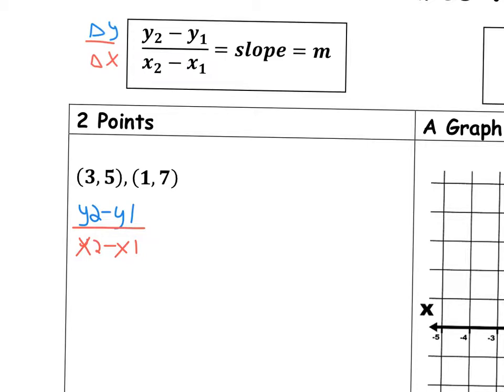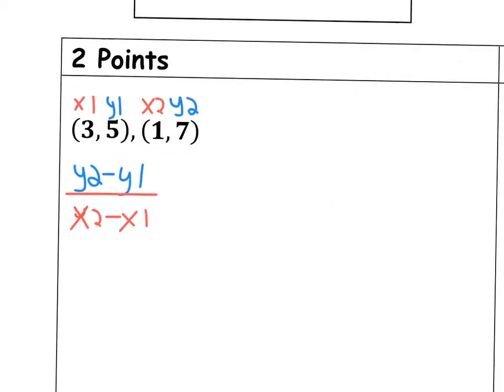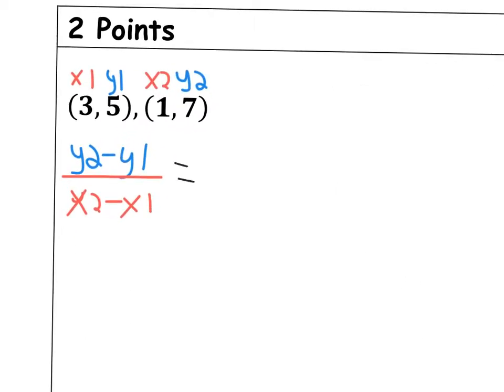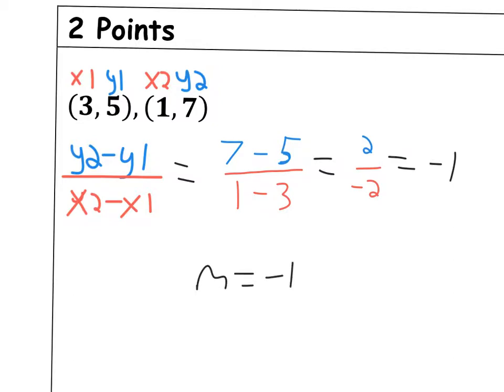And now what you want to do is you always want to go through and label your points. So x1, x2, and then your y1 and your y2. Always label your points so that it's really easy to plug into the formula. Okay, so that is equal to y2, which is 7, minus your y1, which is 5, all over your x2, which is 1, minus your x1, which is 3. So that is equal to 7 minus 5 is 2, and 1 minus 3 is negative 2. And so that will give you a grand total of -1. So your m, or your slope, is -1.